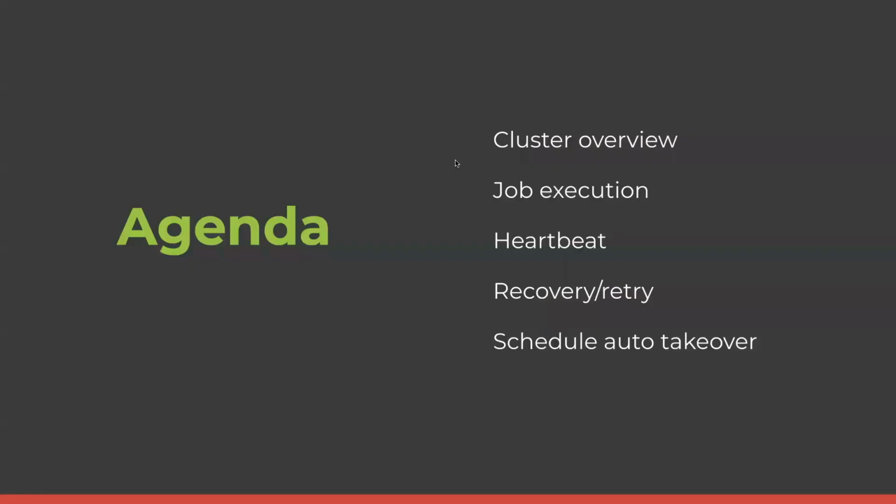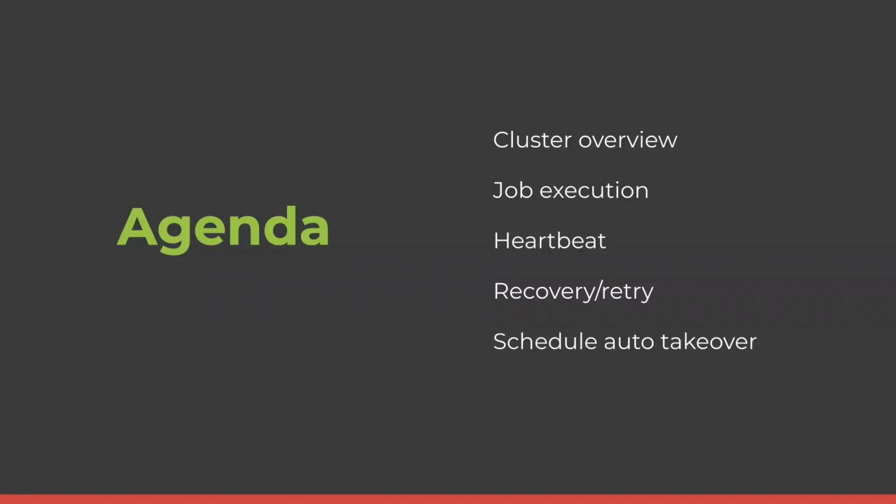Today we're going to talk about high availability, and we're primarily focusing on jobs. So first, I'm just going to give a high-level overview of what a Rundeck cluster is, talk about job execution and the policies that we can set for where jobs get executed, heartbeat, how each cluster member knows about each other, a new feature that we have as of, I think, 3.1 or 3.2, which is recovery retry.